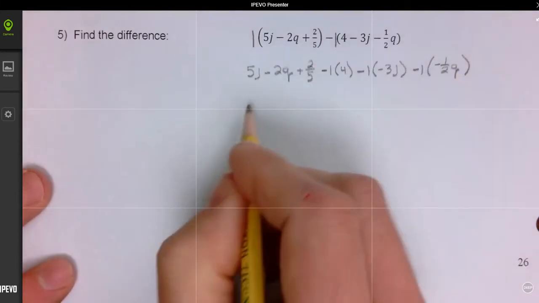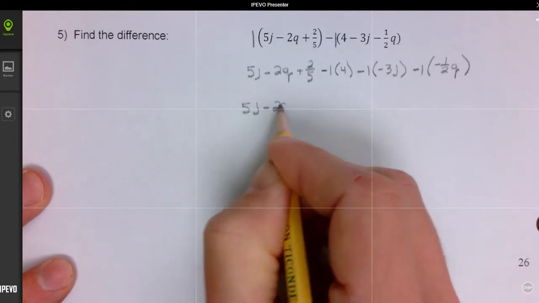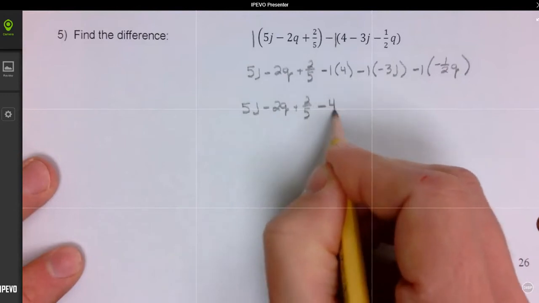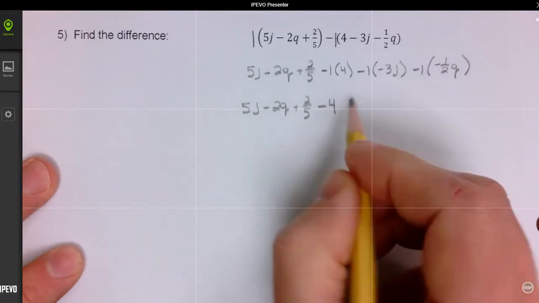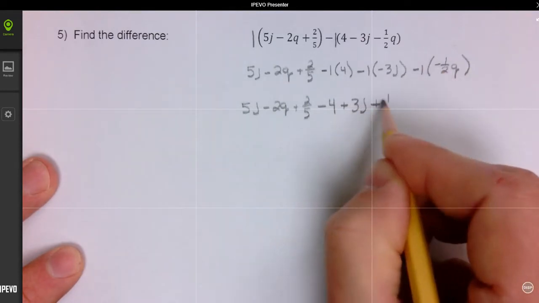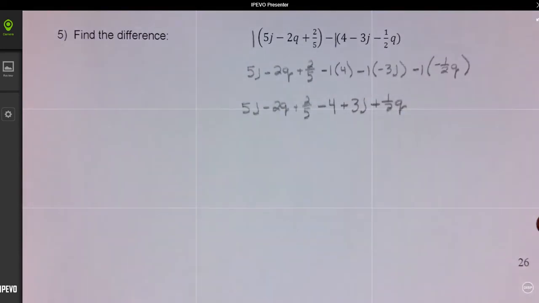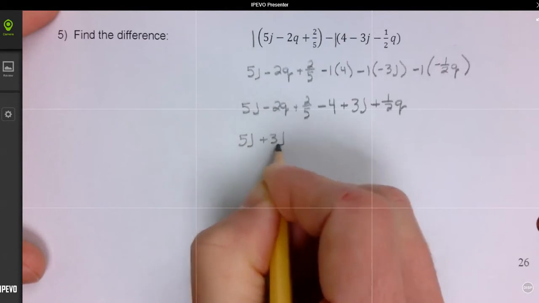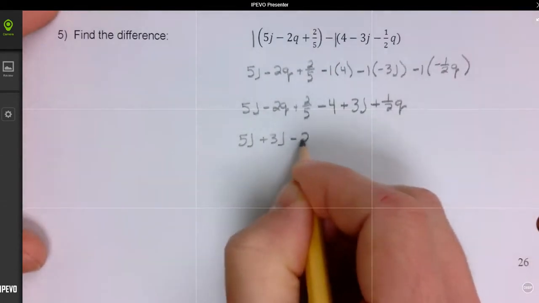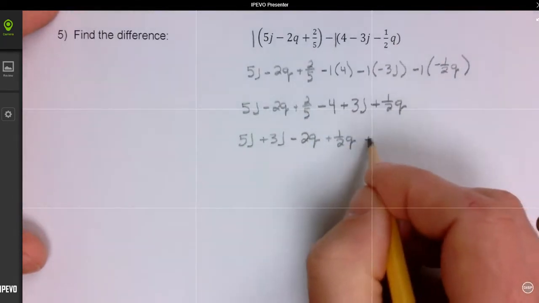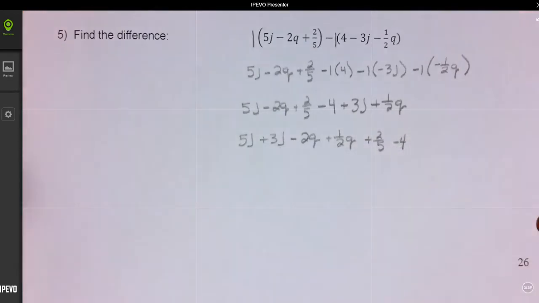Okay, I'll write down my first three terms again since they're unchanged. 5j minus 2q plus 2/5. And now when I multiply, negative 1 times 4 is negative 4. Negative 1 times negative 3j is positive 3j. And negative 1 times negative 1/2 q is positive 1/2 q. Okay, so let's go ahead and rearrange our terms now. So when we do that, we're going to have the j terms first, 5j plus 3j. Then the q terms, minus 2q plus 1/2 q. And then the constants at the end, plus 2/5 minus 4.